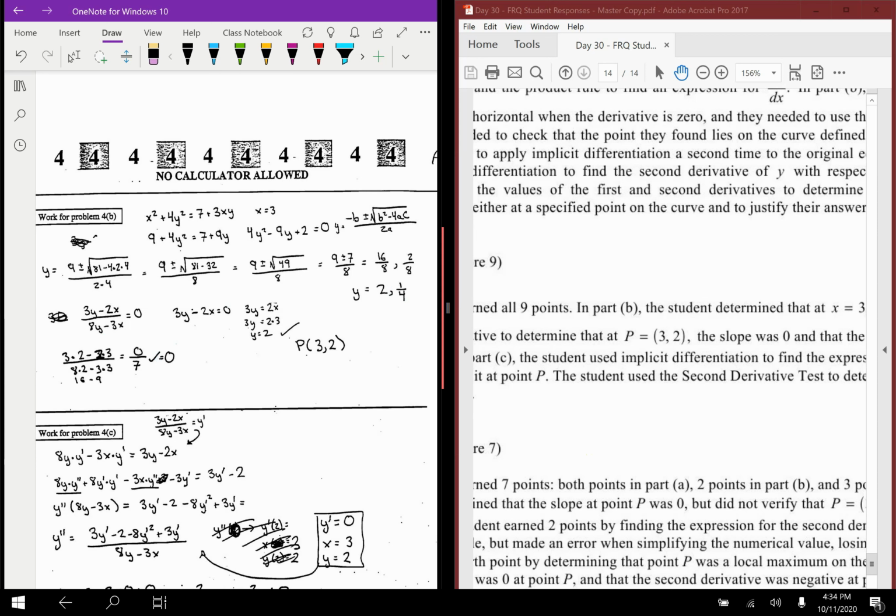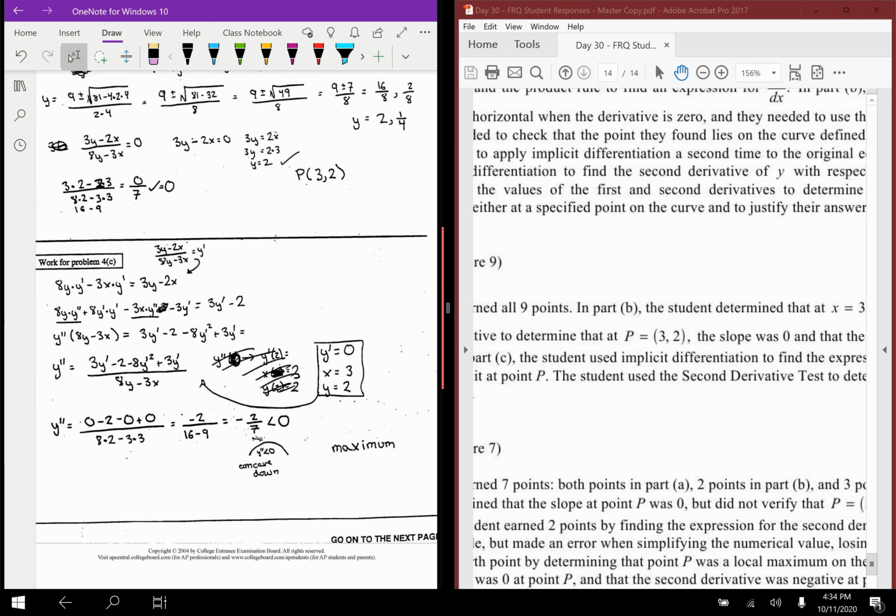Okay, and then our last part, they went through and they needed to find their second derivative. They did a very nice job here. I think what they actually did is they went through and they used the product rule here, and then they used another product rule over here, and then they went through and isolated y double prime.